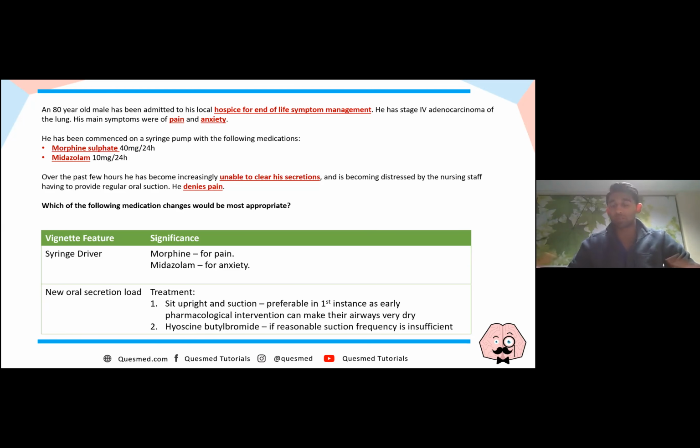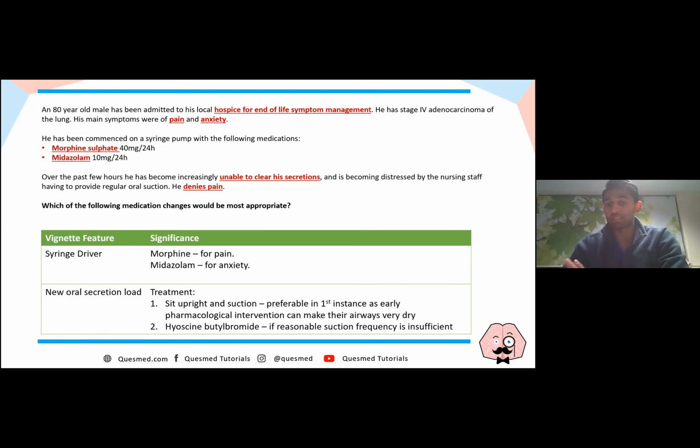Okay, so respiratory secretions are largely driven by parasympathetic activity. The neurotransmitter for parasympathetic action is acetylcholine. So anticholinergics like hyoscine butyl bromide or glycopyrronium are going to be the drugs of choice.